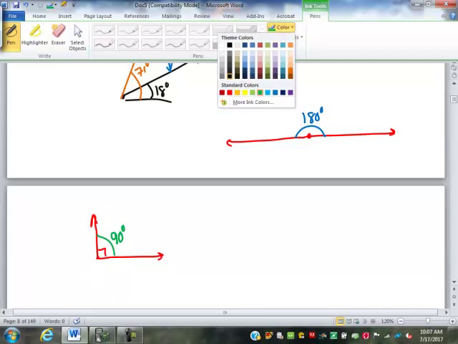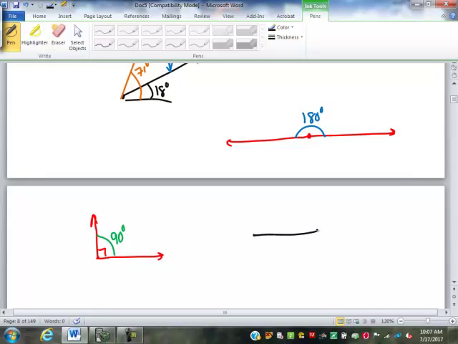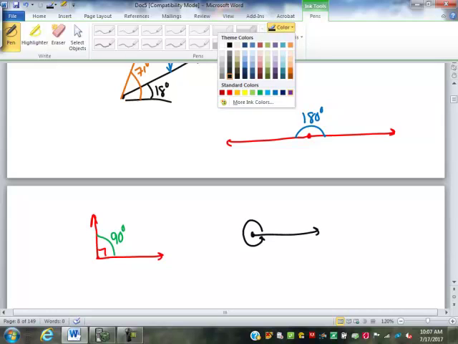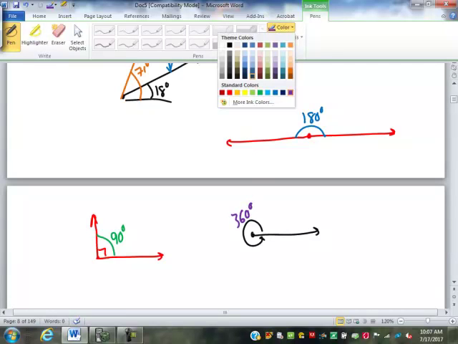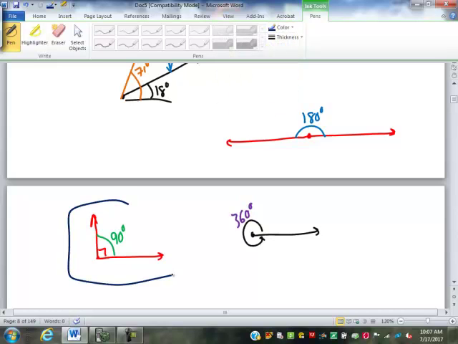And then, of course, we know a complete rotation is 360. Very good. And we can measure all of our other angles as fractions of those rotations. Well, often when we're measuring angles, we tend to use the 90 degrees, otherwise known as a right angle, as our benchmark.